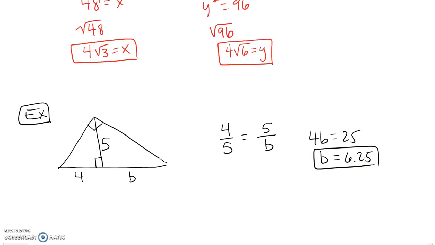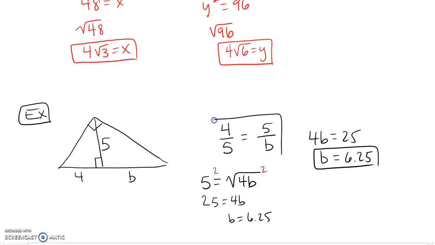And notice I never did a geometric mean. If I'd done it the geometric mean way, so 5 equals the square root of 4B, it's a little bit more complicated to solve. I can do it, right? I have to square both sides, which gives me 25 equals 4B. I get the same answer, B equals 6.25, but I never have to deal with squaring if I remember the actual proportions that go with the problem.